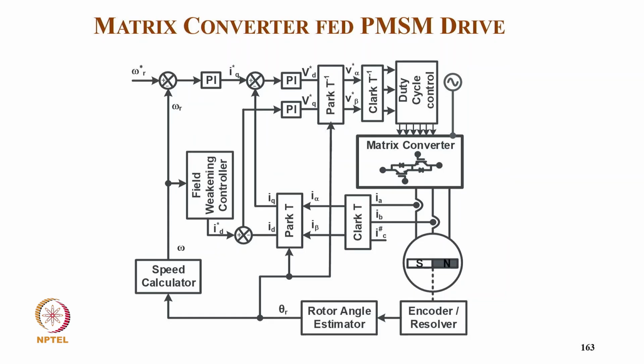Similarly for the matrix converter, here also we have an encoder or resolver to get the position theta R, which is converted into speed. So we have a speed controller which gives the torque producing component IQ star, and then from the field weakening control we get ID star, and from actual IDIQ we have a PI controller for VD star, VQ star output. From this by inverse Park transform we get V alpha V beta, which with the inverse Clarke transform gives VA, VB, VC for duty cycle control of the matrix converter, and we sense two currents which convert into I alpha beta. With the Park transformation we convert into IDIQ, which is used in this control.